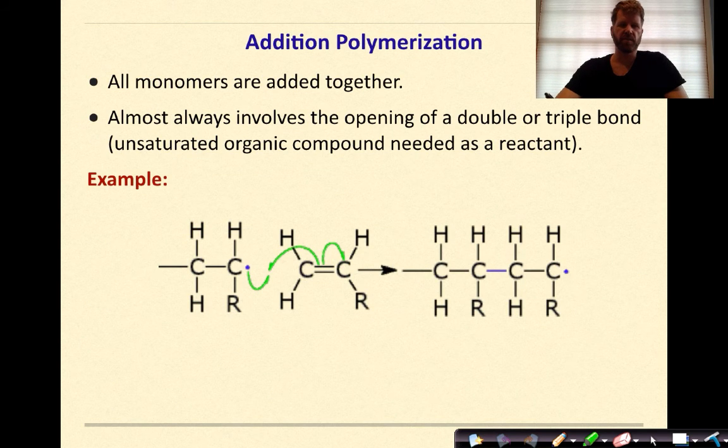Let's examine addition polymerization. All monomers are added together in addition polymerization. This type of polymerization almost always involves the opening of a double or triple bond. Thus, unsaturated organic compounds are needed as a reactant.